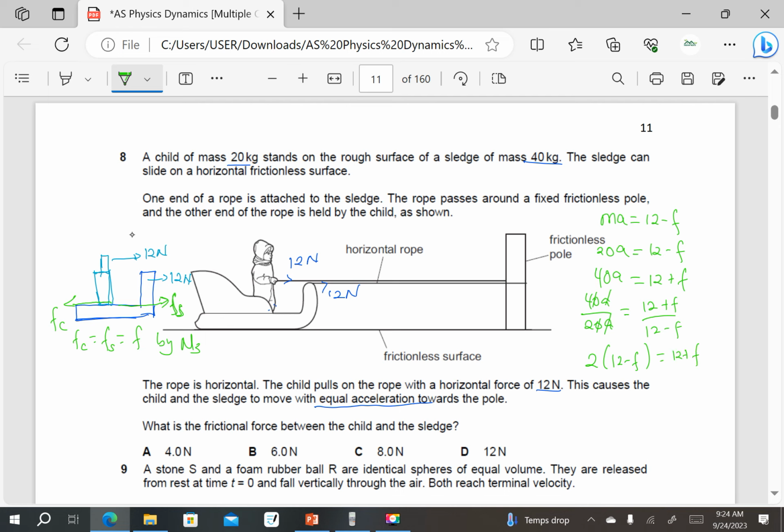So solving this equation, I'm going to have 24 minus 2F is equal to 12 plus F. So collecting like terms, I have 12 on one side equaling to 3F, which means F is simply going to be 4 newtons. So it means the answer is automatically going to be A.